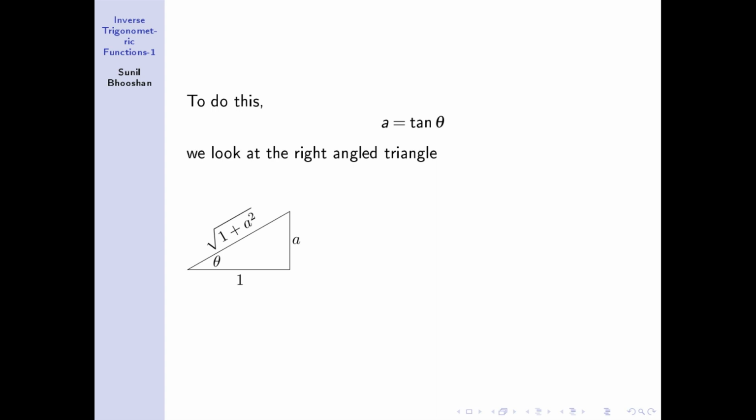So first we write A is equal to tan theta, and as you can see from the right angle triangle, A is the opposite side, 1 is the adjacent side, and the square root of 1 plus A squared is the hypotenuse. So from this triangle, tan theta is equal to A by 1, which is equal to A, and sin theta is equal to A divided by the square root of 1 plus A squared, and cos theta is equal to 1 divided by the square root of 1 plus A squared, and so on.